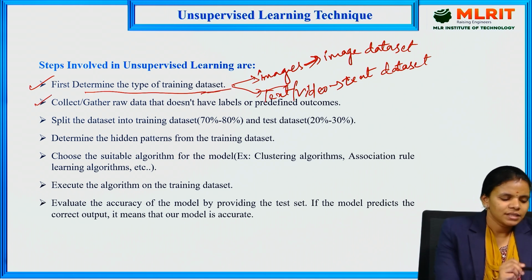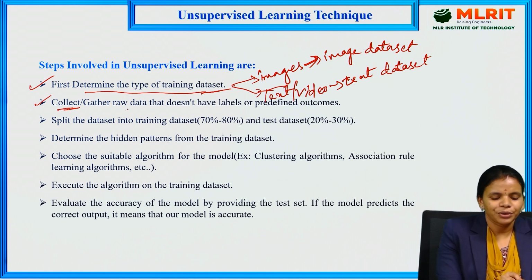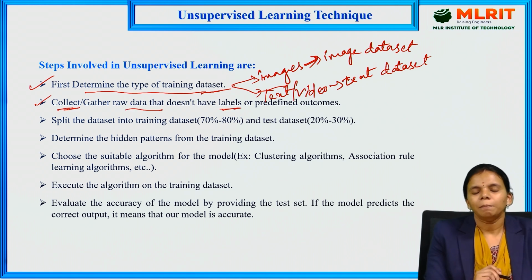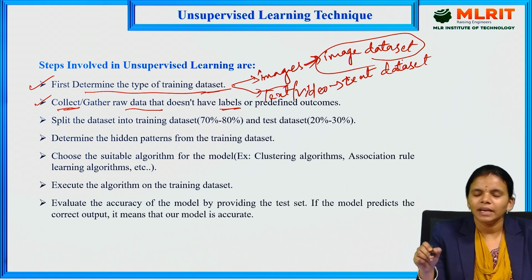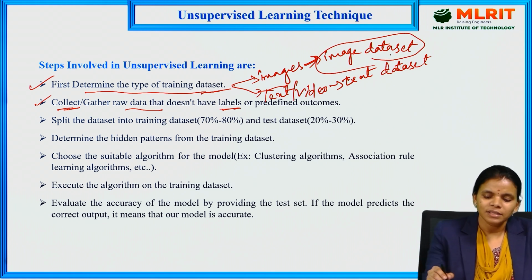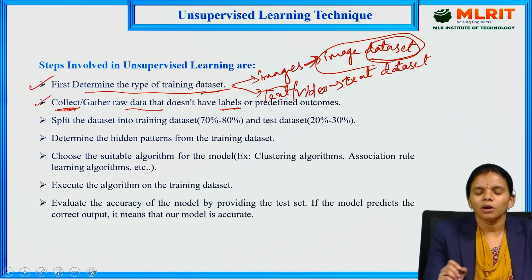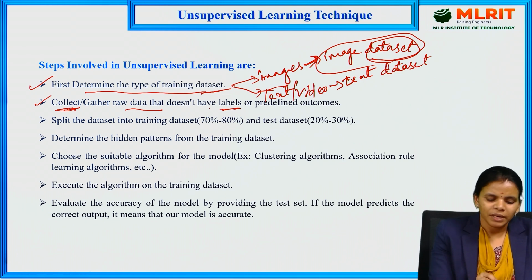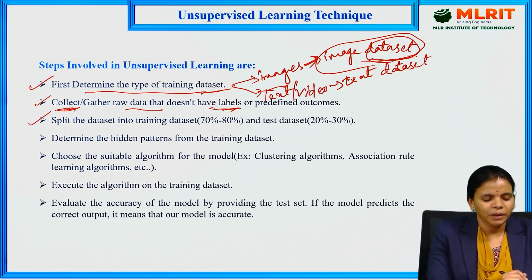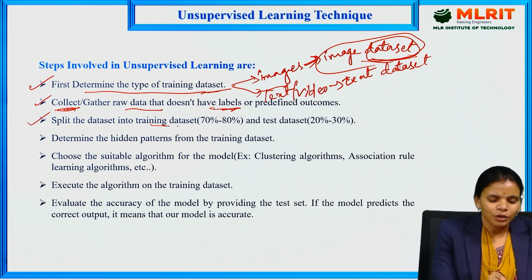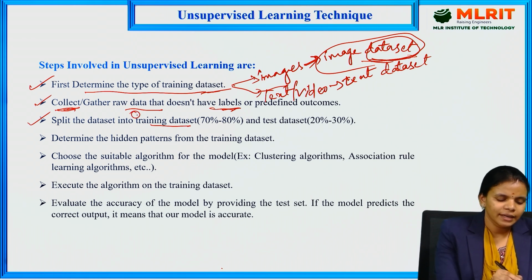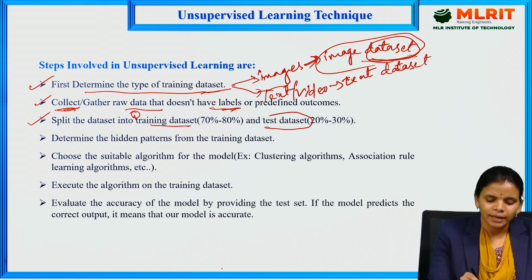And coming to the next step, collect the raw data that does not have any predefined output names or labels. So the first thing is determining the type of the data set, and the next one is collecting this type of data set. So usually unsupervised learning means what? We are using unlabeled data set. So it means that we need to collect the data set which is not having any labels. And the third step is to split that data set into two types. The first one is training data set and the second one is test data set.